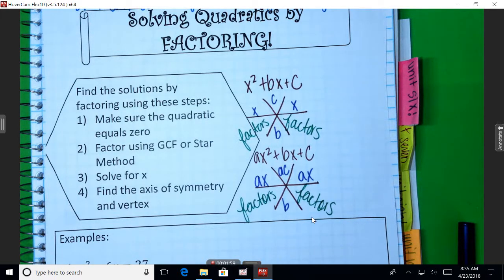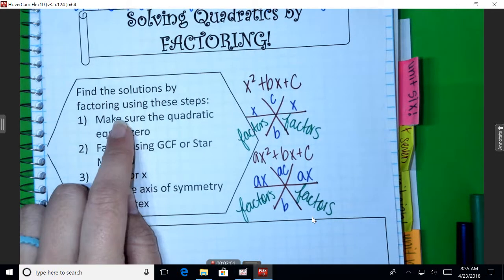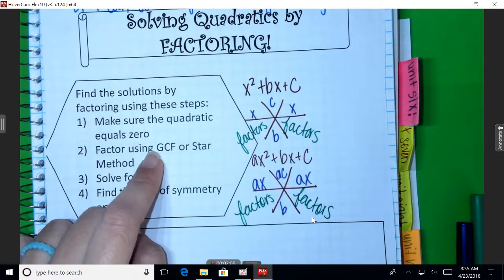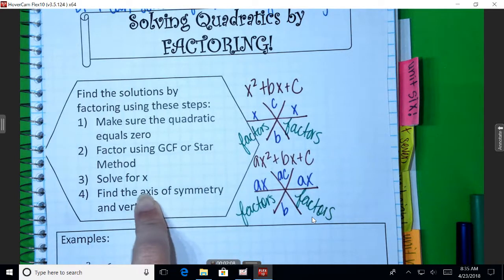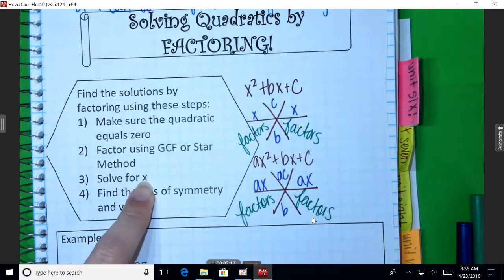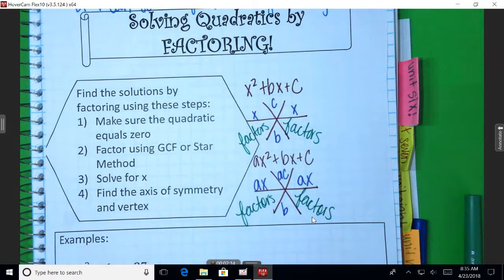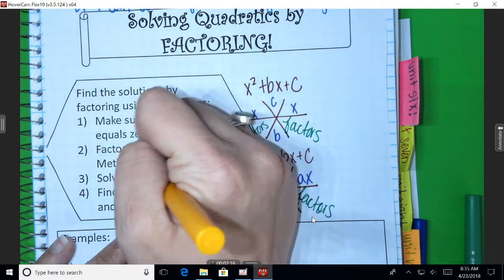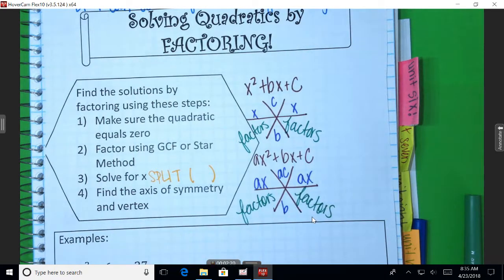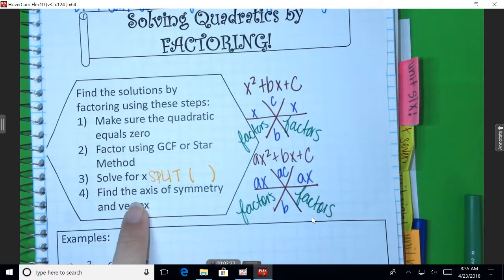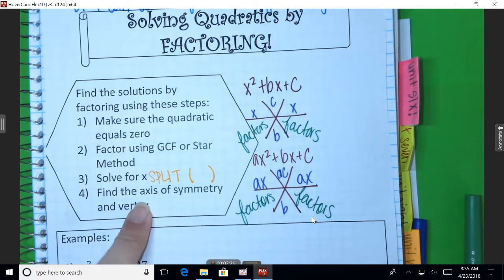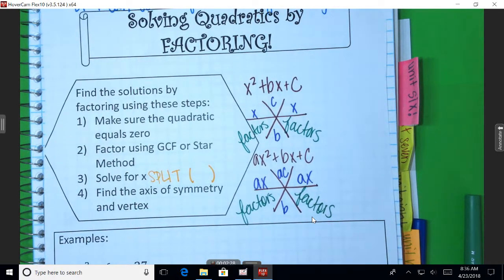Come on, guys. Alright, so you have to first make sure the quadratic is equal to 0 because we're looking for our zeros. We have to factor using GCF or the star method, and then we're going to solve for x. So this is the new part where you split up, and we're going to talk about what happens here. Split parentheses. And then we find the axis of symmetry and vertex like we've been doing if we want to graph, which I'm probably going to make you do on all of them.